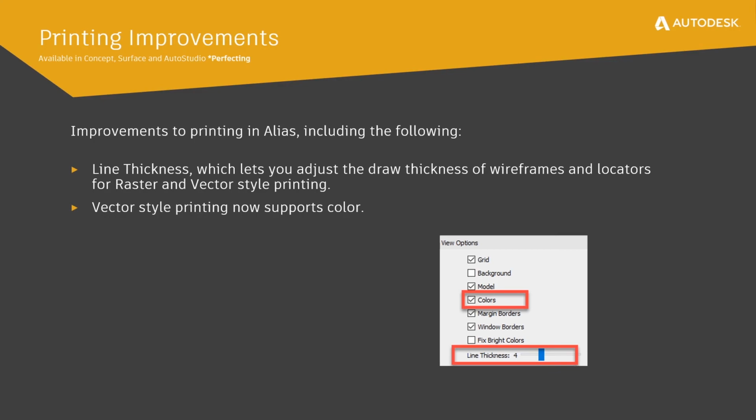So in addition to some of those other changes, we've also added in a couple of things to the printing interface. We now have a line thickness, so you can adjust the line thickness for the wireframe, locators, raster, and vector styles of printing. Vector printing now supports colors as well, so we can get colors out of there, and I know this is something customers have been asking for.